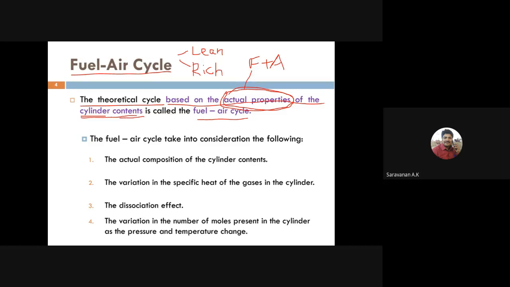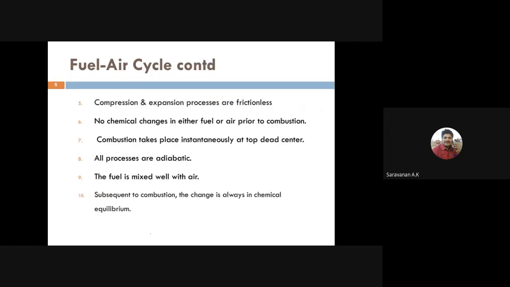So here also we have some assumptions for the fuel air cycles, right? So what are the assumptions? Then the factors: these four will be the factors for the fuel air cycle, and some assumptions also there. First we can see the assumptions, after that we can see the factors, right? So here we have plenty of assumptions, right?